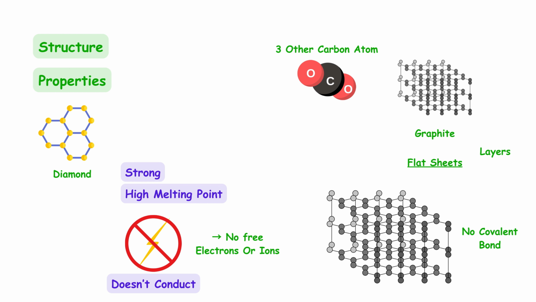The layers are only weakly held together because there are no covalent bonds between them. As a result, the layers can slide over each other quite easily, making graphite soft and slippery, especially when compared to diamond. That said, graphite still retains a high melting point due to the strong covalent bonds within each layer.